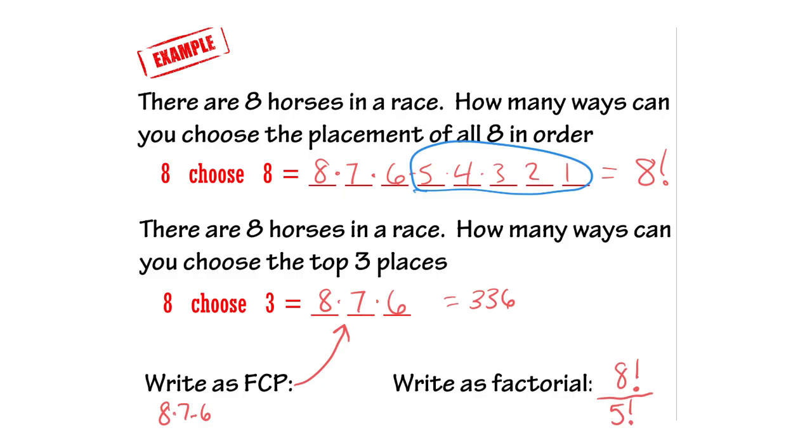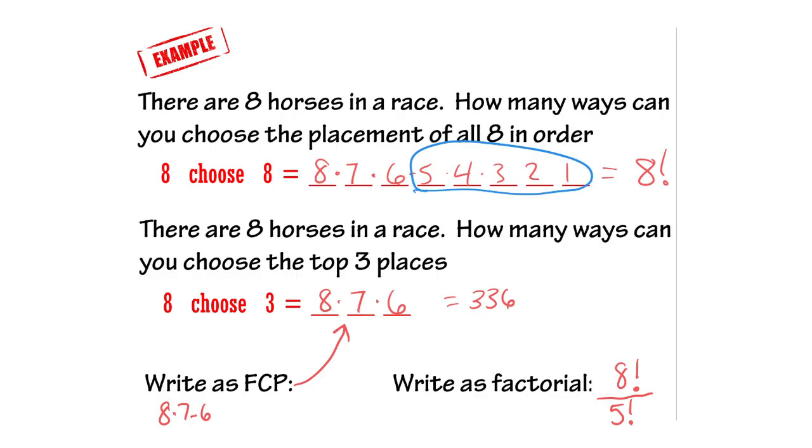If you think about what that would look like if I wrote it all out, I would have an 8, 7, 6, 5, 4, 3, 2, 1. This would be a 5, 4, 3, 2, 1. I would cancel the 5s, the 4s, the 3s, the 2s, the 1s, and all that would be left was this 8, 7, 6, which would be the fundamental counting principle.